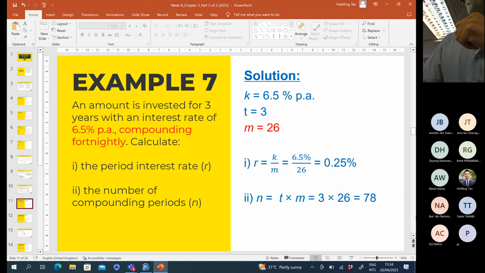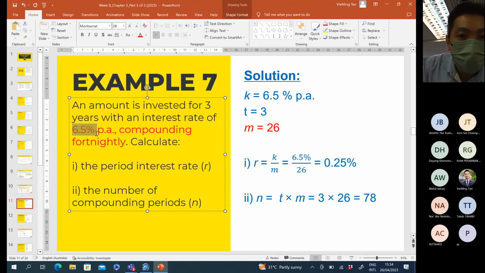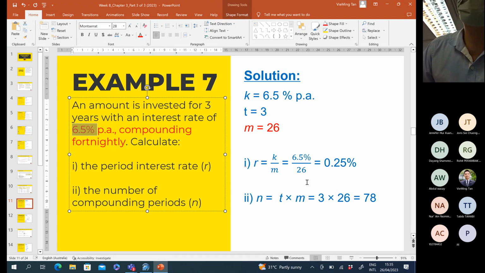So now we are asked to calculate the periodic interest rate. What's the meaning? That means you are asked to calculate the fortnight interest rate. The annual rate is 6.5%. Now you are asked to calculate the fortnight rate, how much is it? So you have to use the annual rate divided by 26, so 0.25. So this is the fortnight rate.